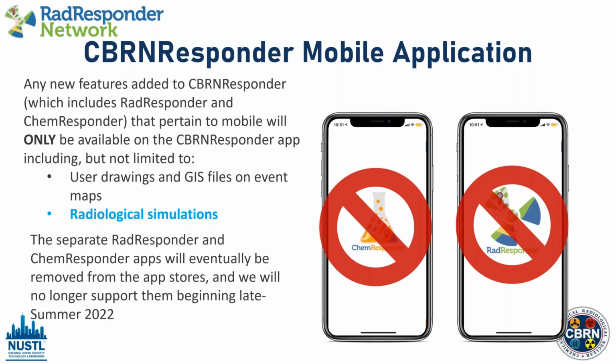And the CBRNResponder app does include, again, those limited features such as user drawings on the map. You can view GIS files from the app, and the radiological simulations feature, which is what we are going to be focusing on in the drill. And just a note, the RadResponder and ChemResponder apps are going to eventually be removed from the App Store, and we will no longer support them beginning late summer 2022. So it is best to download the CBRNResponder app. That way you can start making that transition.